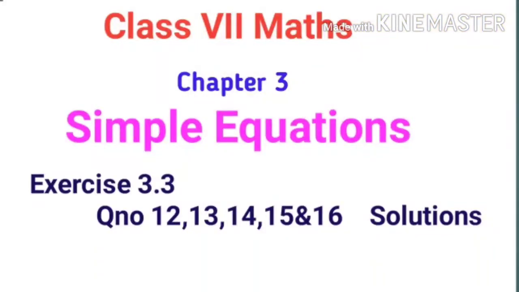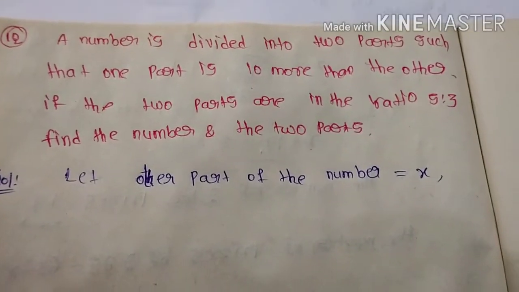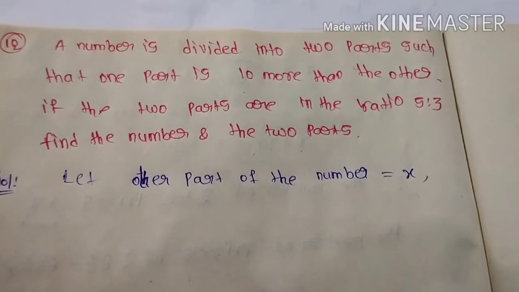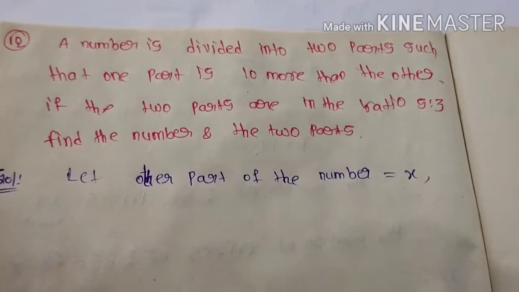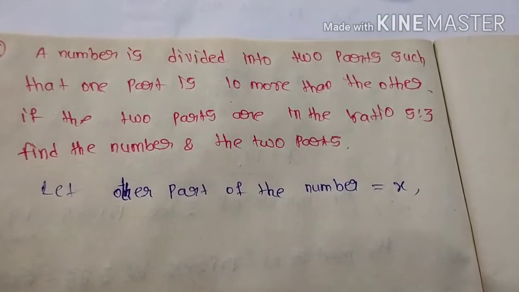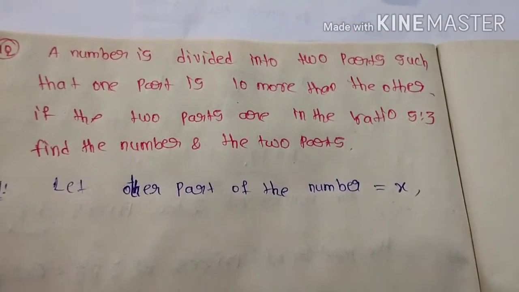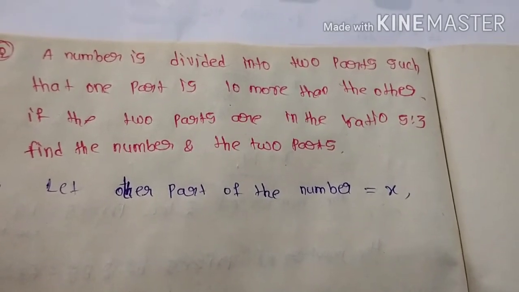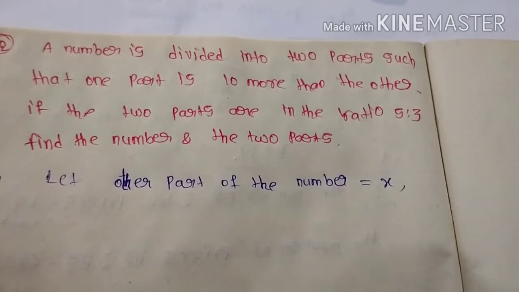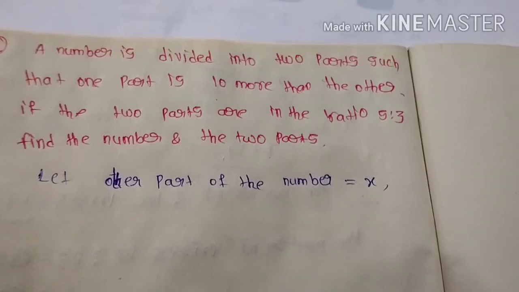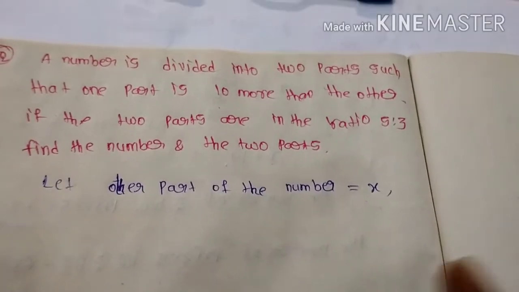In this video, we will discuss class 7th maths simple equations exercise 3, question number 12, 13, 14, 15, and 16 solutions. Exercise 3, question number 12. A number is divided into two parts such that one part is 10 more than the other. If the two parts are in the ratio 5:3, find the number and the two parts.